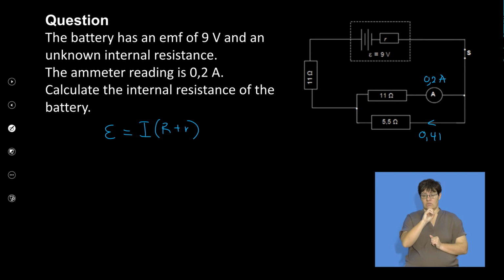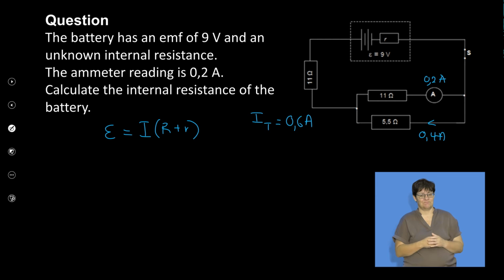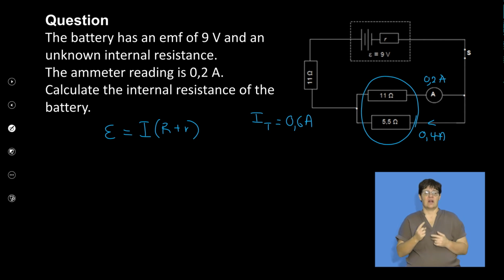0.4 amperes. So this is a parallel combination or a branch. So the total current in this circuit is actually equal to 0.6 amperes, right? So we want to determine the magnitude of the internal resistance. We need to treat this as a single resistor because this is a parallel combination. So for R parallel, we can use product over sum. Why? Because these two are connected in parallel.